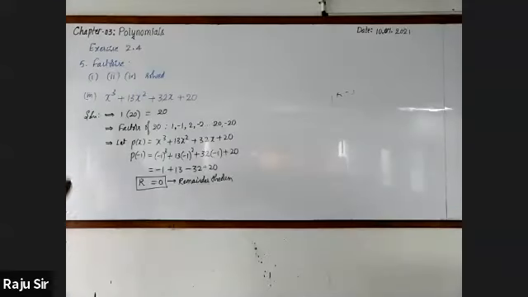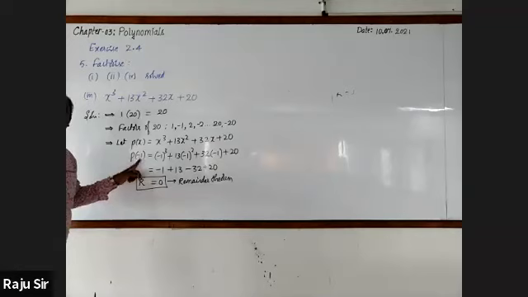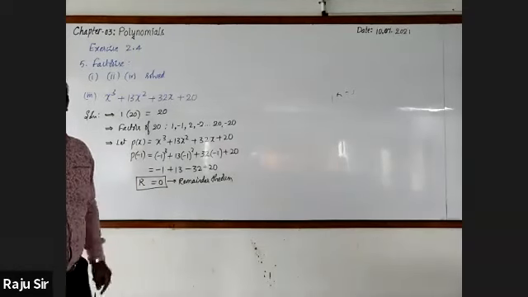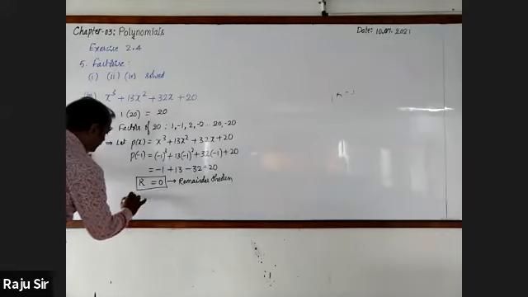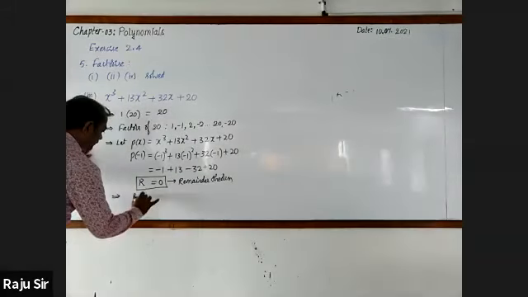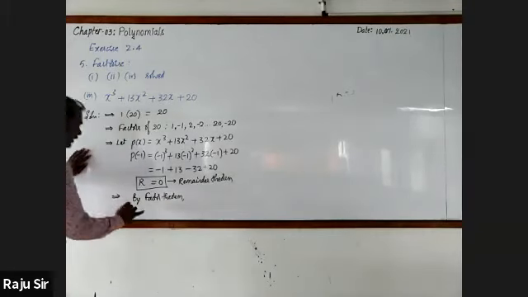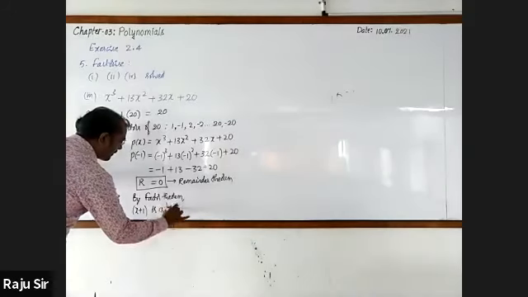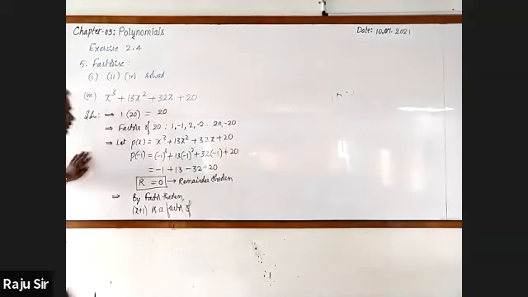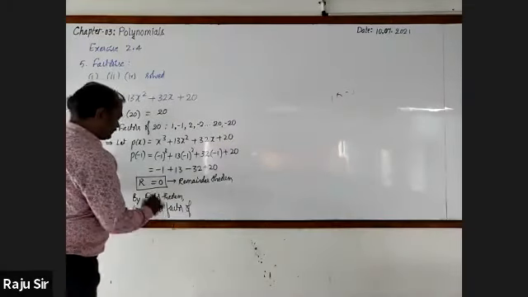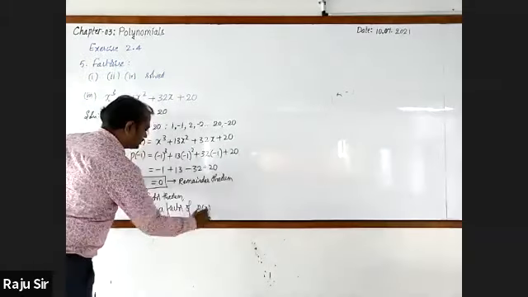If the remainder is 0, then x plus 1 is a factor. P of minus 1 is 0. Therefore, x plus 1 is a factor by the factor theorem. Highlight that with the box.